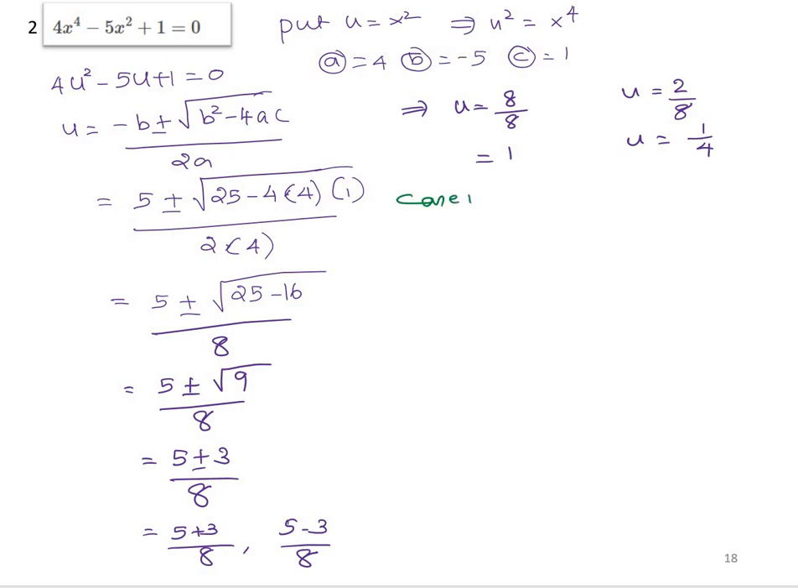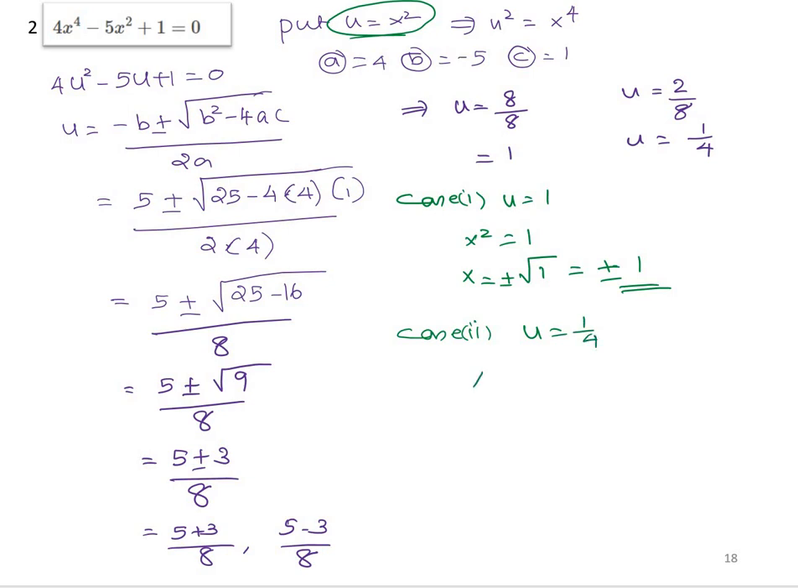Case 1, u equal to 1. What is u? x square. So x square is equal to 1, that means x is equal to plus or minus square root of 1, that is equal to plus or minus 1. Okay. Then case 2, u is equal to 1 over 4. So x square is equal to 1 over 4. That means x is equal to plus or minus square root of 1 over 4. That is plus or minus square root of 1 divided by square root of 4. And both we know, so it is plus or minus 1 over 2.